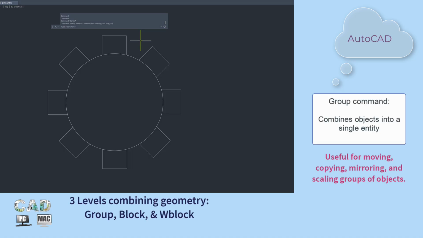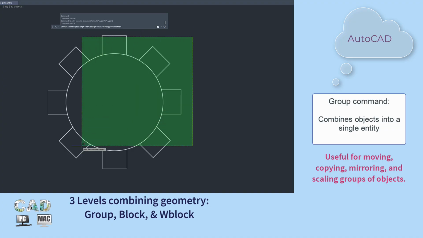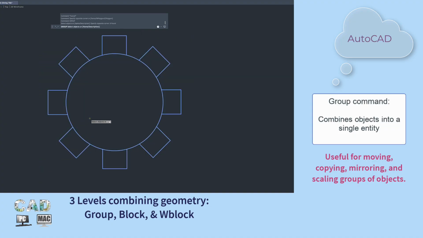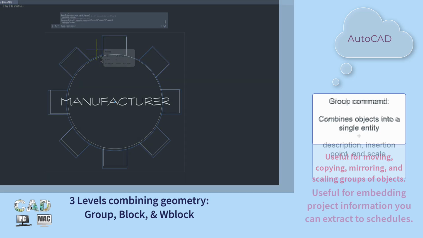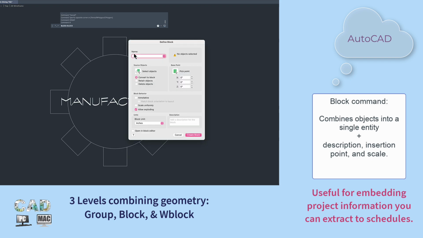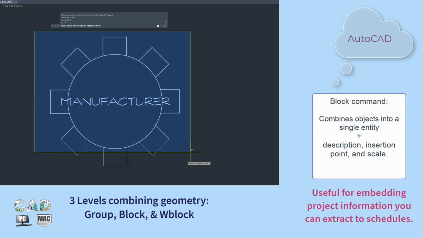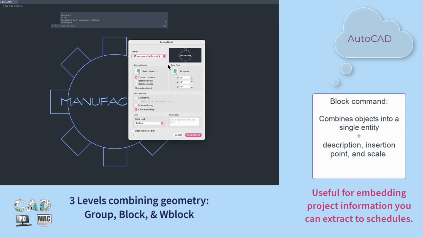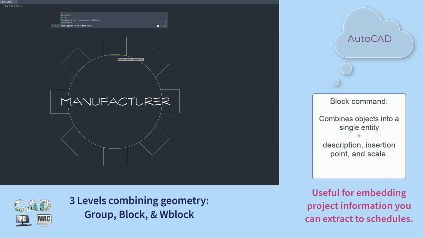To recap, there are 3 levels of combining object geometry. Level 1 uses the group command to combine objects into a single entity. Level 2 uses the block command to combine objects into a single entity and allows for further definition of the group, such as a description, insertion base point, and scale. It also allows us to embed project-specific information into each block as editable attribute text.